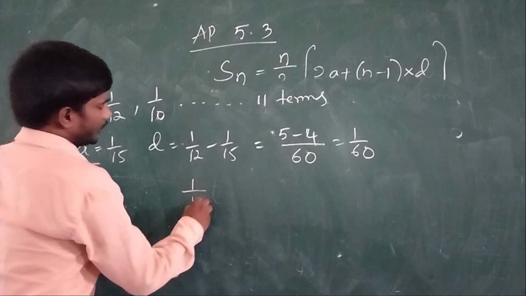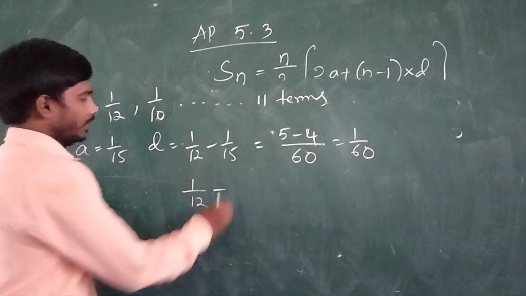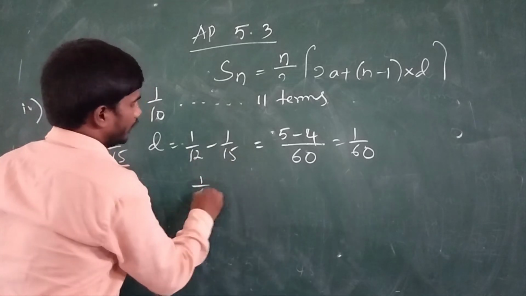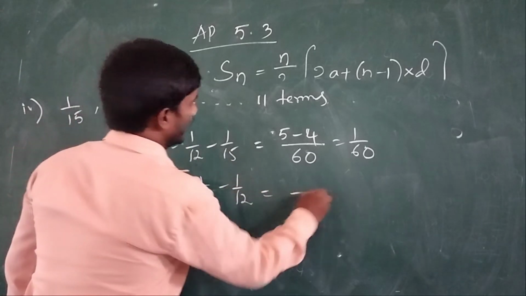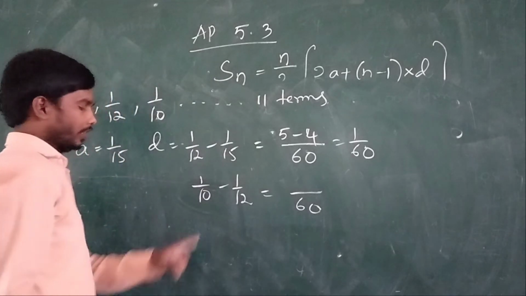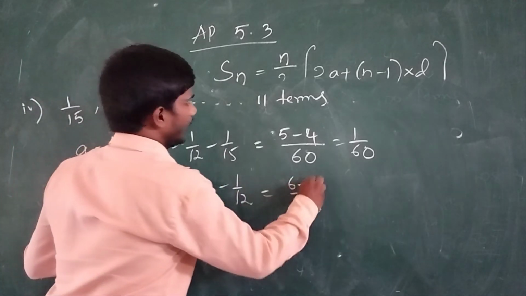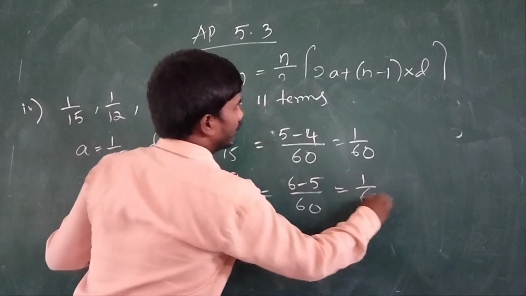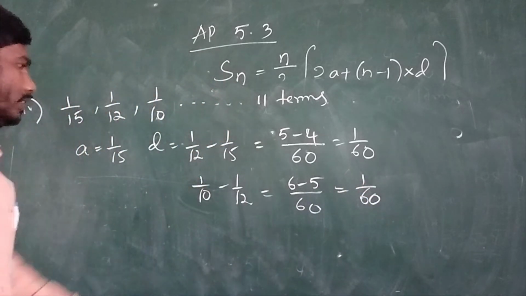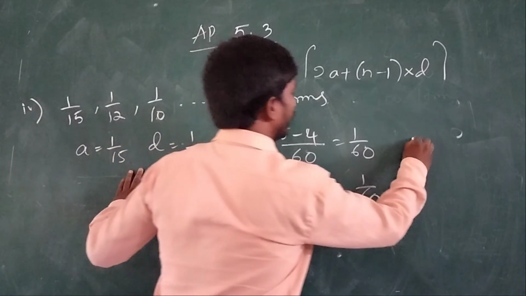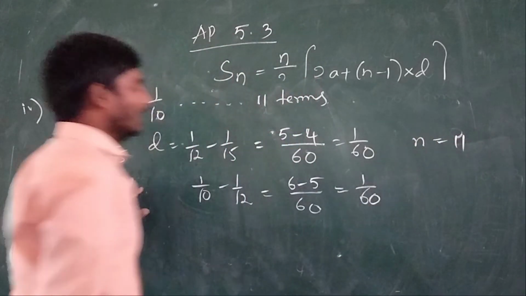Check the same for 1 by 10 minus 1 by 12. Here also the LCM is 60, and to get 60 we need to multiply by 5 here. So the common difference is 1 by 60, and the number of terms n is equal to 11.